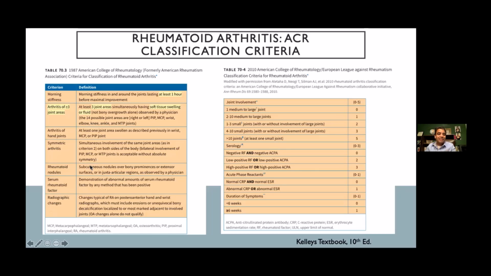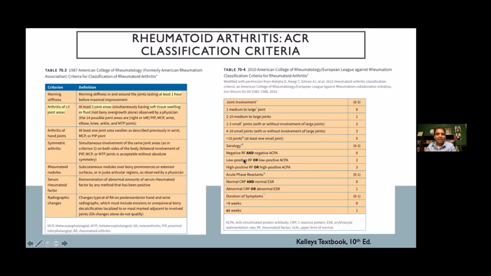One of the problems with this classification criteria is we are waiting for a patient to have some radiological changes, which happens several years before we make the diagnosis. So we are missing the opportunity to treat this patient early. That's why we don't typically use this older classification criteria, because it's too late when we make the diagnosis.